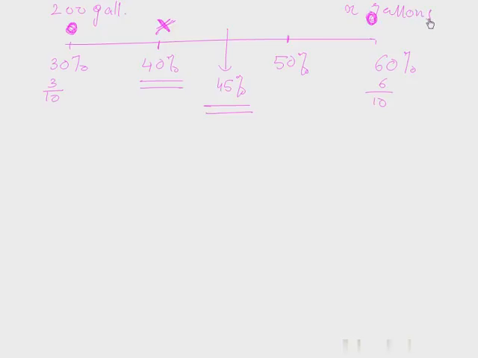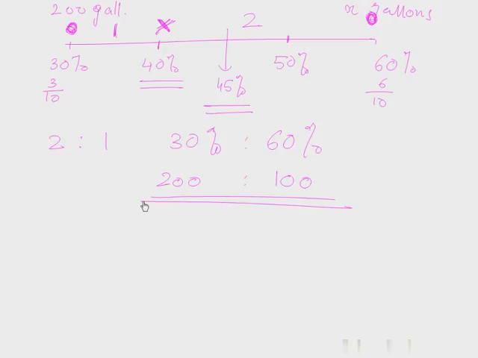So, how much closer is it? Well, this is a distance of 1 and this is a distance of 2. So, it's 2 times closer to 30% than to 60%. So, I should take 2 times the amount of 30% as I should the 60%. So, the final ratio should be 2:1 of 30% to 60%. I know the 30% is 200, so the 60% works out to be 100.